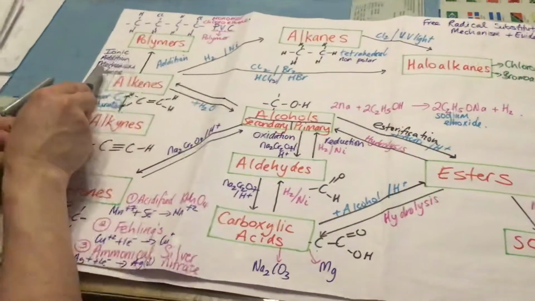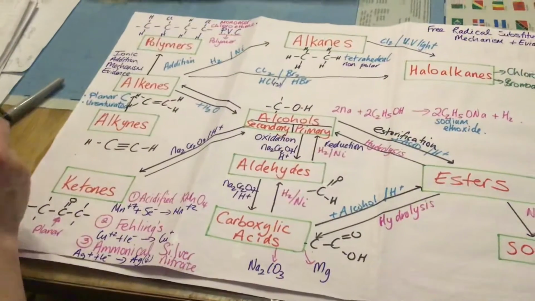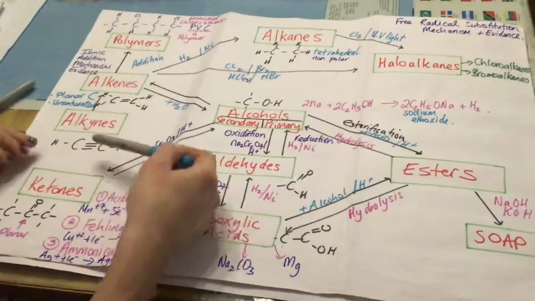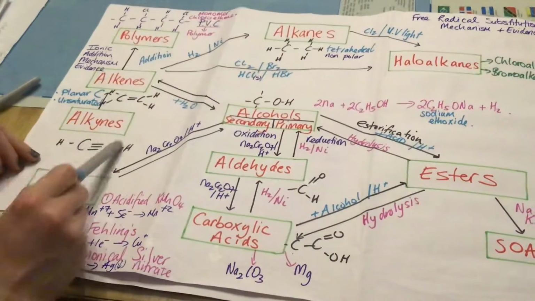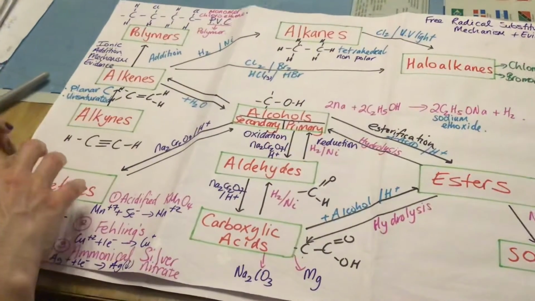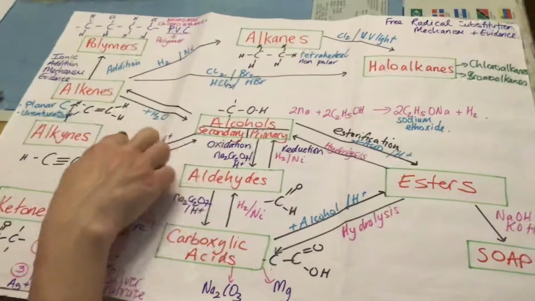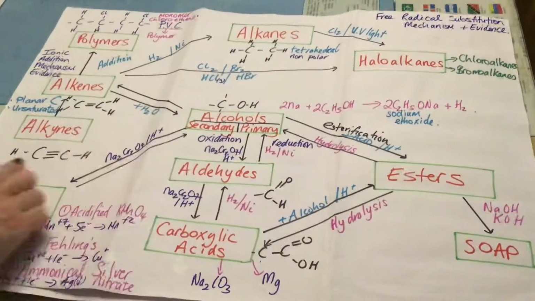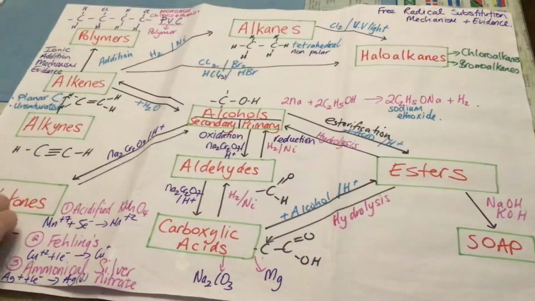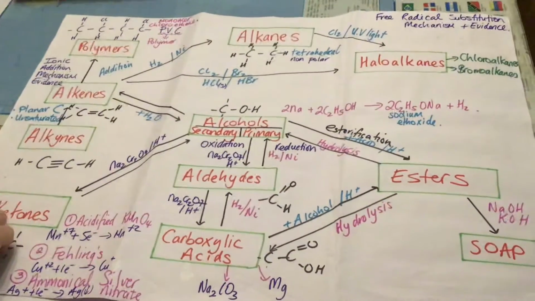Okay, ionic addition mechanism and evidence. Remember, you need to know that for the alkenes as well. And then alkynes, look, functional group C triple bond C. Okay, you could also actually, if you wanted to at home, maybe here you could put in the preparation of ethene, you know, with the ethanol and white aluminium oxide. And down here, maybe you could draw in the preparation of ethyne with the calcium dicarbide and water.